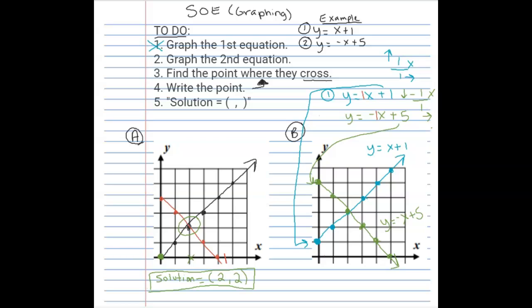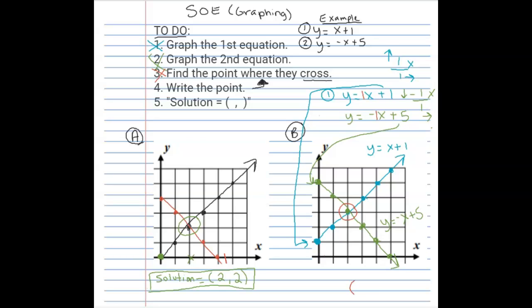Wow, that was a lot of work. I'm tired already. But we're not done yet. Good news, however, is most of the work is done. Now we need to find a point where they cross. So if I find a point where they cross, that would be right here. That's our third step. Write the point.